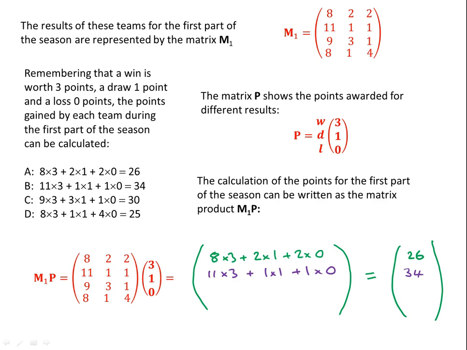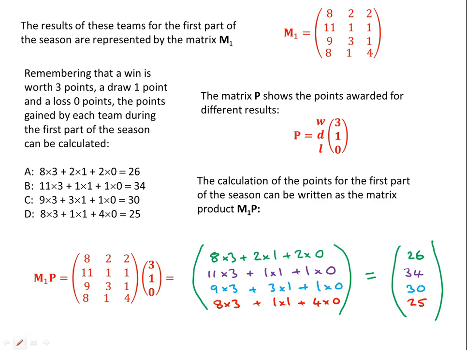us the 34. The third entry is going to be 9 times 3 plus 3 times 1 plus 1 times 0, which gives me the 30. And the fourth entry will be 8 times 3 plus 1 times 1 plus 4 times 0, which gives us 25.